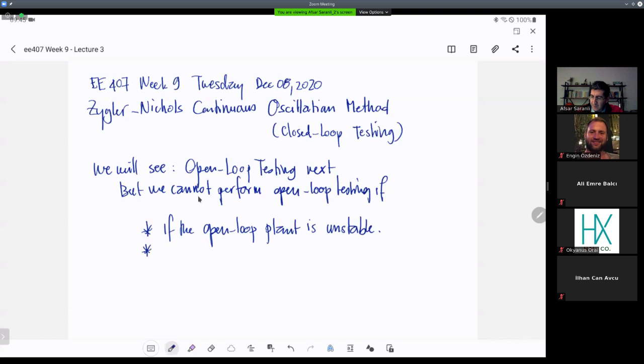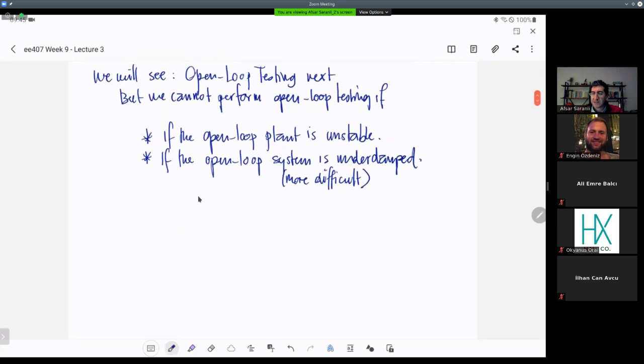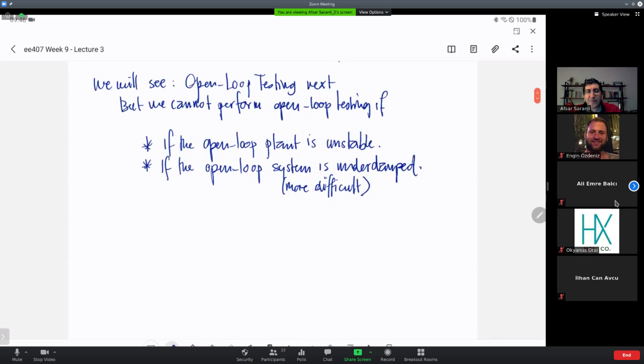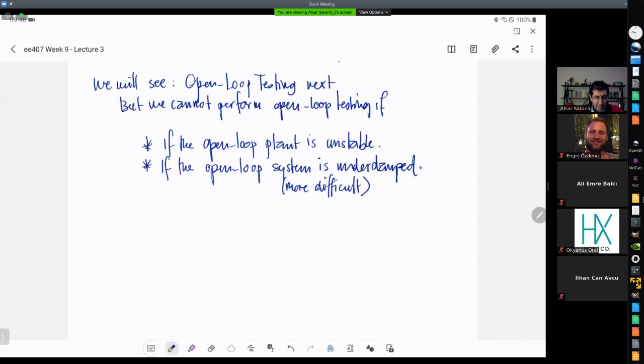Also, if the open loop system is underdamped, that means it has oscillations, it becomes more difficult to manually fit a model. So in these two cases, for an open loop unstable plant and for a system that is underdamped, we will resort to closed loop testing.